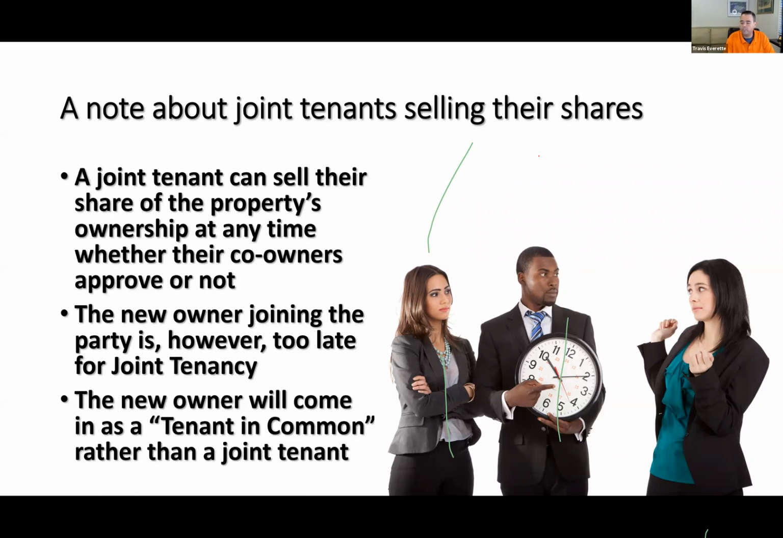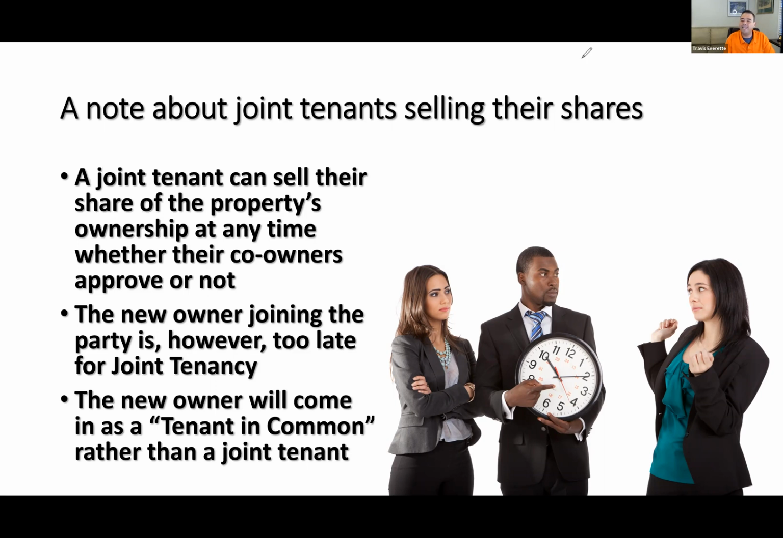So look at these notes here. It says a joint tenant can sell their share of the property's ownership at any time, whether co-owners approve or not. I don't know why that's there. Let's see if we can fix that. Yeah. The new owner is too late for the joint tenancy. They come in as something else.